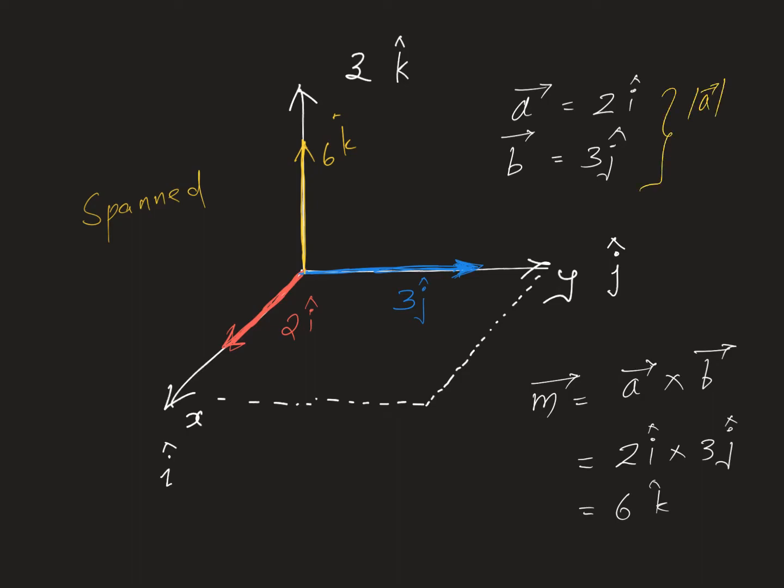I can take a vector divided by the magnitude of a vector, which will give me the unit vector along that direction. Then b vector divided by the magnitude of b vector will give me the unit directional vector, or the unit vector, along the direction of vector b.